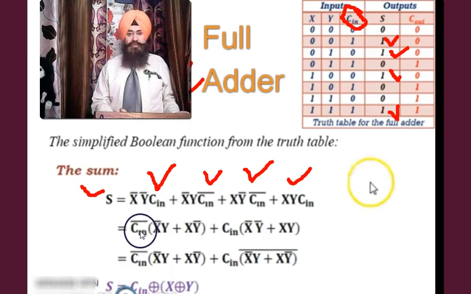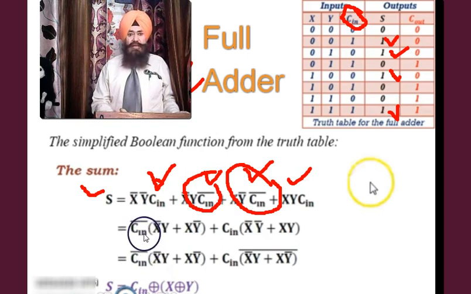C in complement is common. C in complement is here, and here. So taking it as common, what is left? X complement Y plus X Y complement.